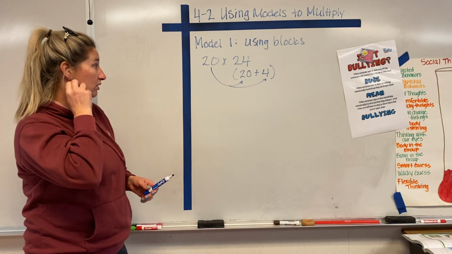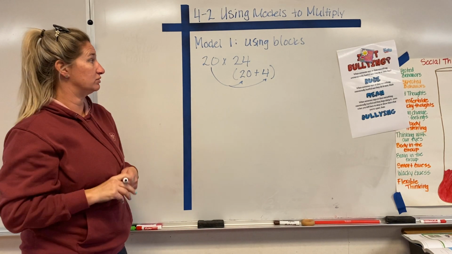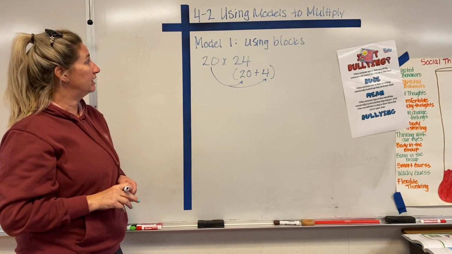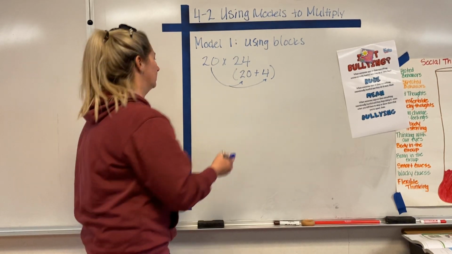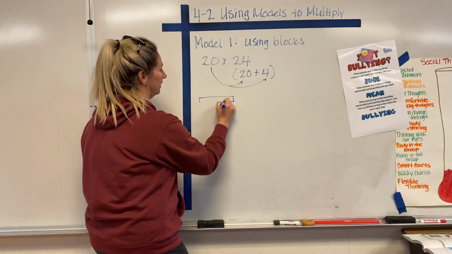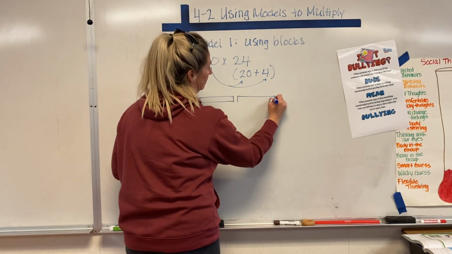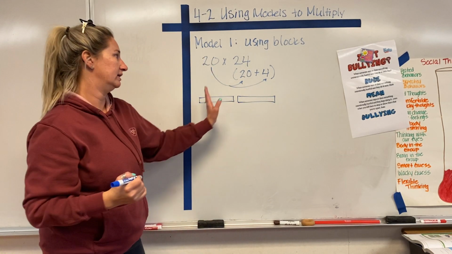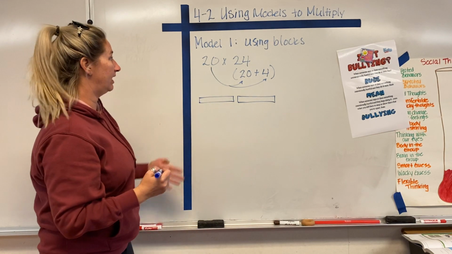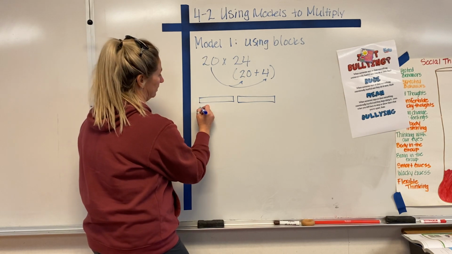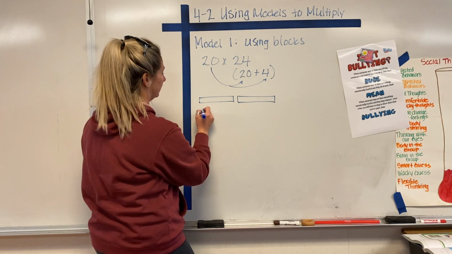Okay, so first I'm going to start with 20 times 20. So I'm going to get some 10 blocks. I'm just going to draw them. And here is 20, 10 and 20, okay? And then I have 20 of those, all right? So I'm just going to draw lines, it's quicker.